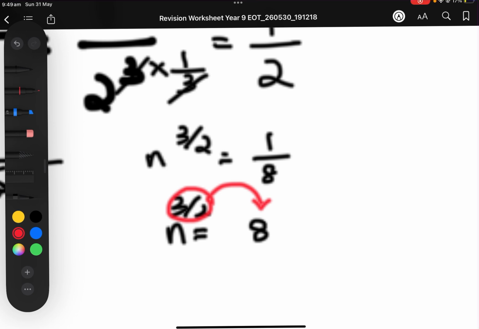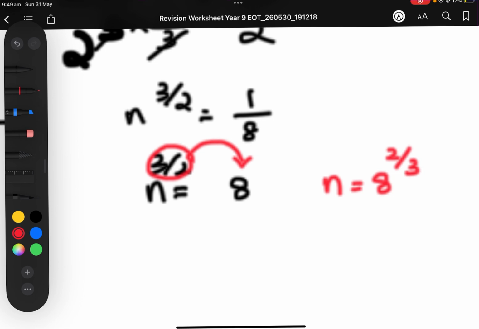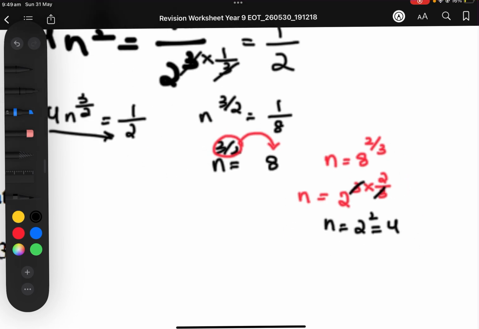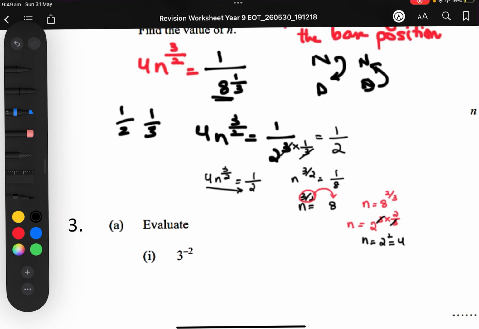When it goes towards the other side, it becomes n is equal to 8 to the power 2 over 3. They completely flip. Now 8 can be written as 2 cube again. Then we have 2 cube here, 2 by 3 here. This 3 gets cancelled. n is equal to 2 to the power 2, which is equal to 4 is what we get here. Simple term.